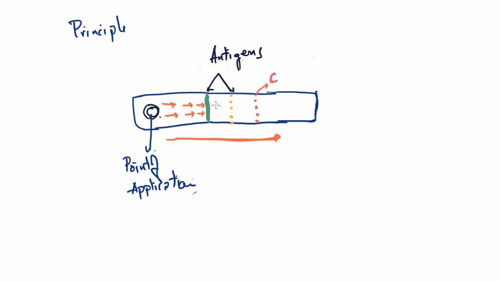And it moves on further, and if it binds with these antigens also, again we'll see another dark line. On moving further, it combines with these proteins also and gives another dark line. So basically the dark lines over here are representative of antigen-antibody complexes.